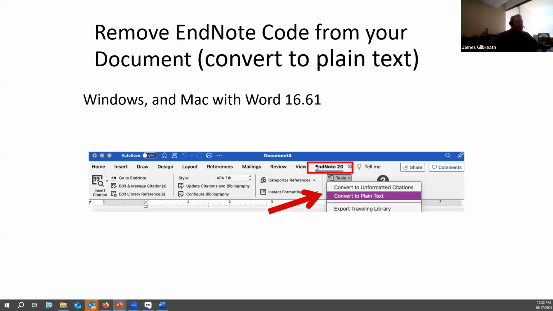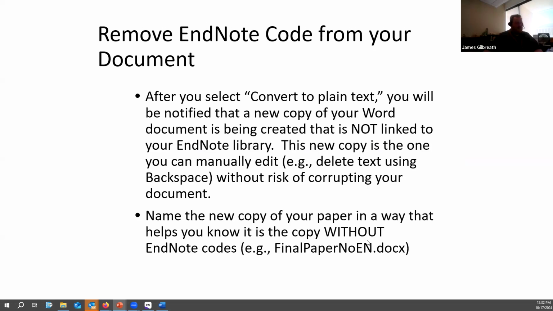So to do so, you would go under Tools on the EndNote toolbar, convert to plain text. Then you'll be notified that a new copy of your Word document is being created that's not linked. So just name it in whatever way so that you know it's not the old version that has the invisible coding in it.